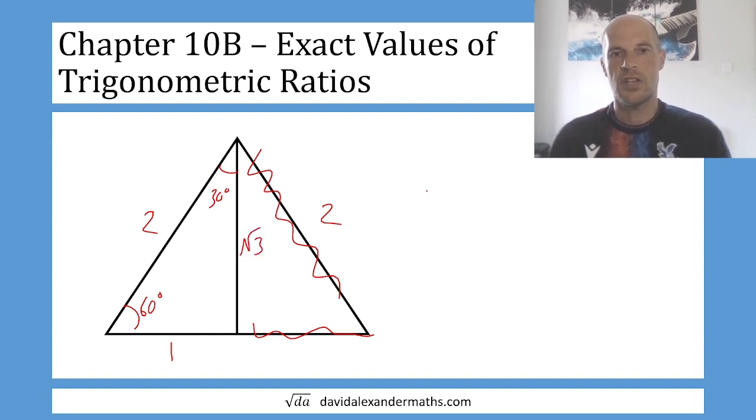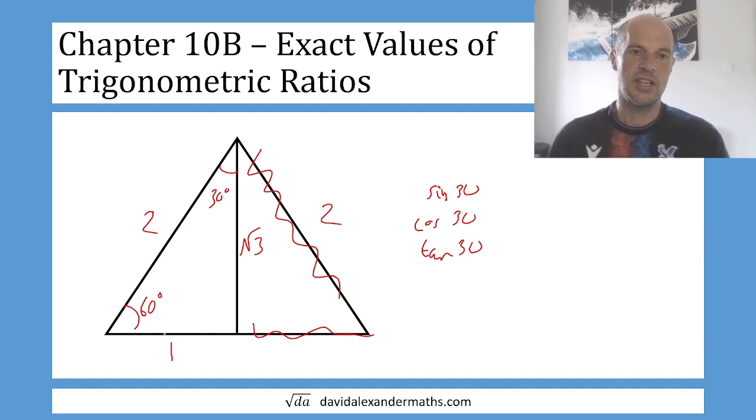So from this we can work out the sine of 30, the cos of 30, and the tan of 30. So the sine of 30 is the opposite over the hypotenuse, so the sine of 30 is 1/2. The cos of 30 is the adjacent over the hypotenuse, so root 3 over 2, and the tan of 30 is the opposite over the adjacent, so 1 over root 3, or root 3 over 3.